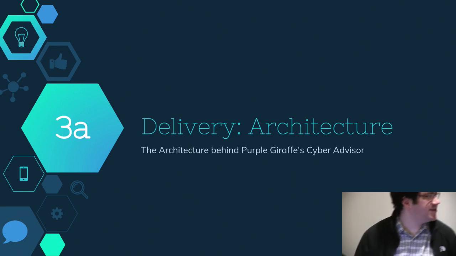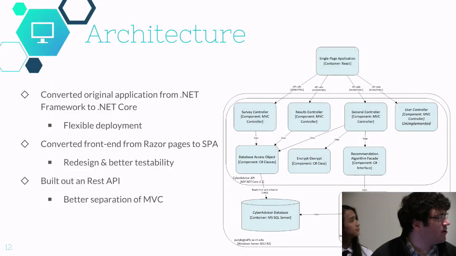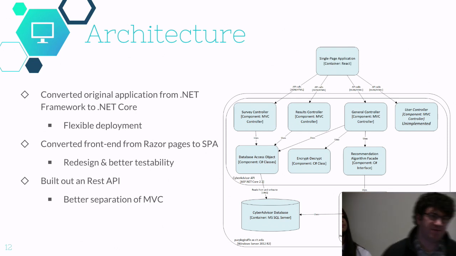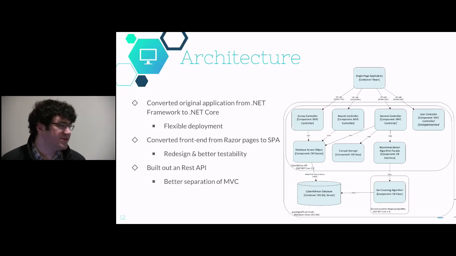All right, I'm going to talk to you guys about the architecture that we delivered. So originally we had a .NET Framework application. That was the first team's application, and it's a Windows-only system. So we converted it to .NET Core, which runs on Windows, Mac, Linux, and Docker, and has much better single-page application support. React. Also, originally, it had a Razor Pages front end, which, as Kayla stated, we changed out to React.